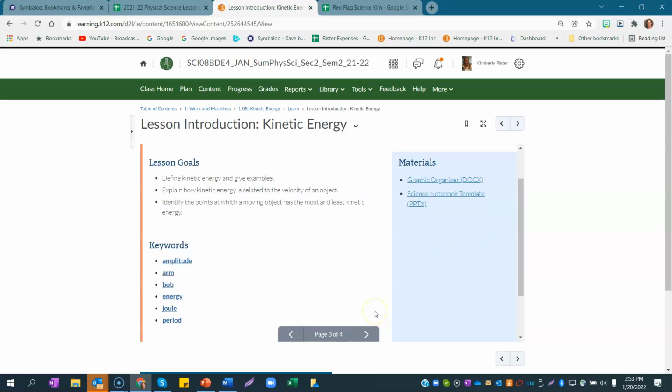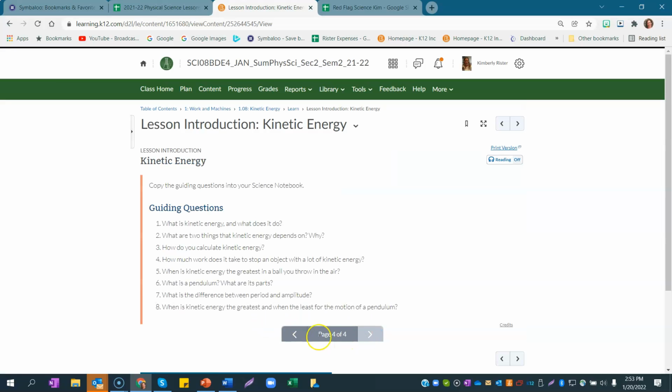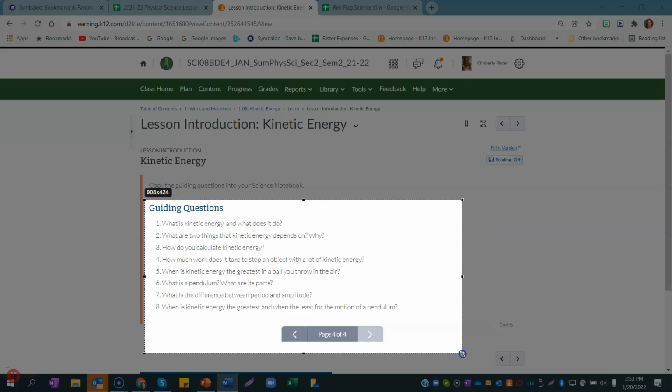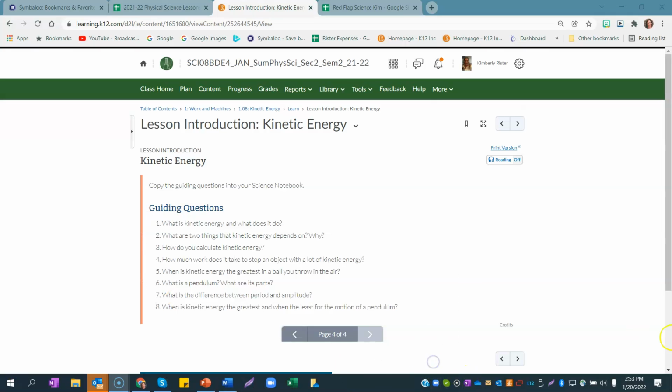So there are lots of vocabulary words in our lesson today: amplitude, arm, bob, energy, joule, and period. Remember, you don't just want to list the words, you actually want the definitions in your notes as well. And we have 8 guiding questions that we'll be going through as we read through the lesson. So I'm going to grab a screenshot really quickly so that I make sure we answer all of those as we go.